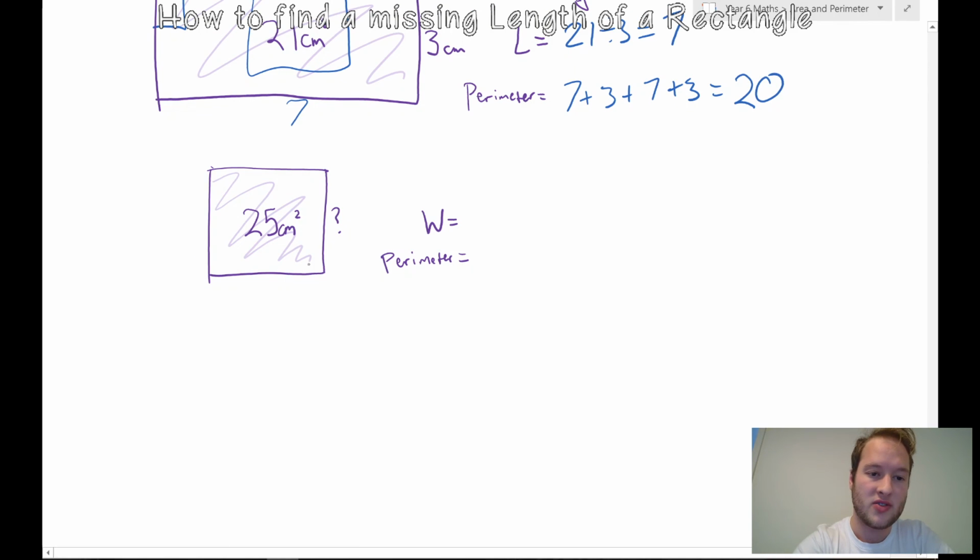So now we've got our square here. We don't know what the width is, but I know they're all going to be identical. So one way to do it is just know what your square numbers are. We also can call this a square root, but I won't go into that. So you're just saying, well, what times itself equals 25? So I know that 5 times 5 equals 25.